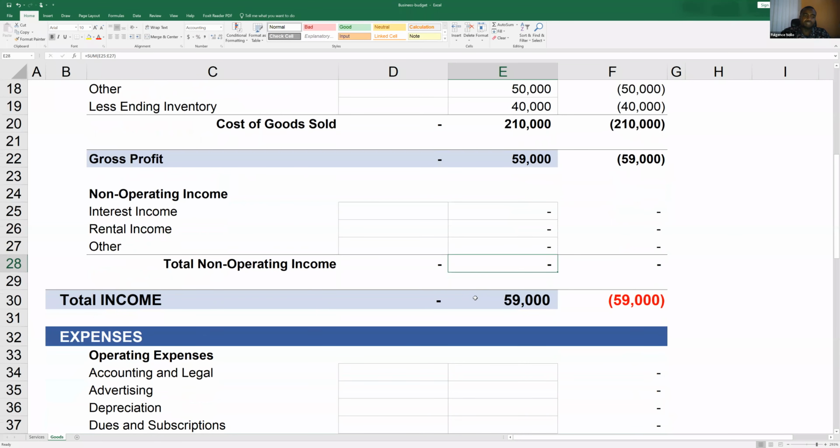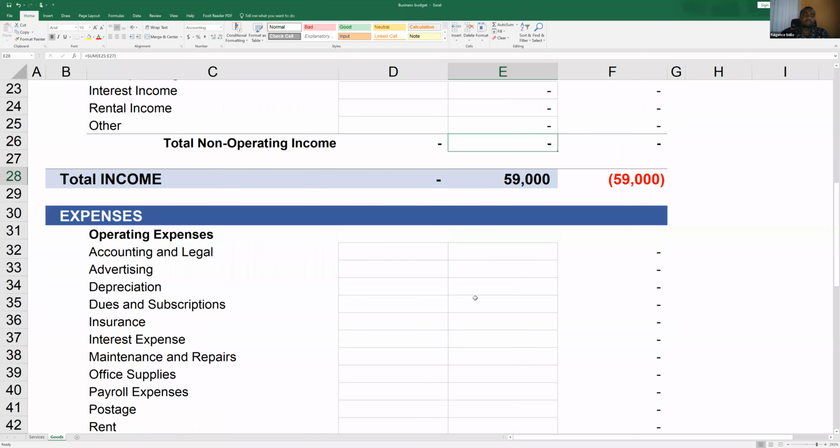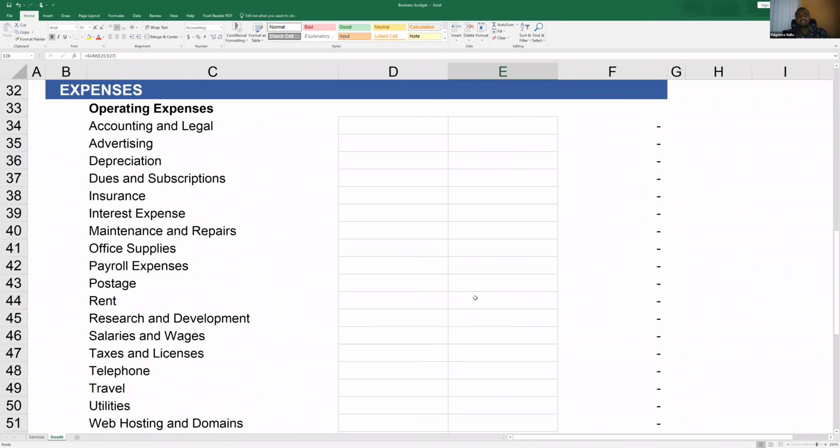Then we go to expenses, right? You start with accounting and legal fees. You'll need an auditor to review your accounts at the end of the year. So you'll need the legal fees. You can say 100. You'll need advertisement. We can say 100. You can say 150.